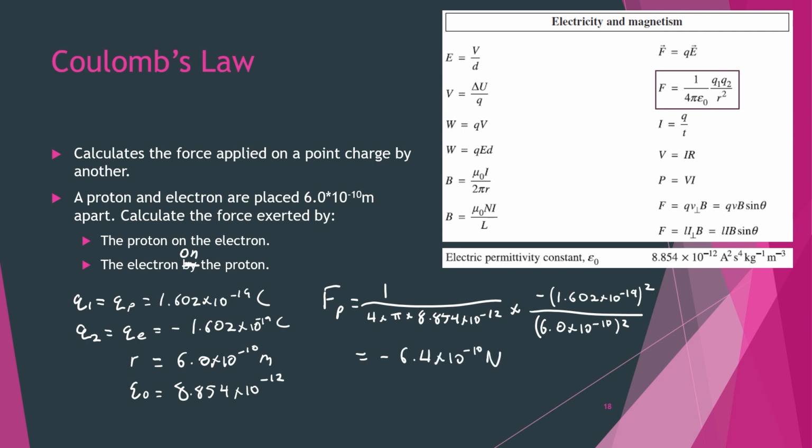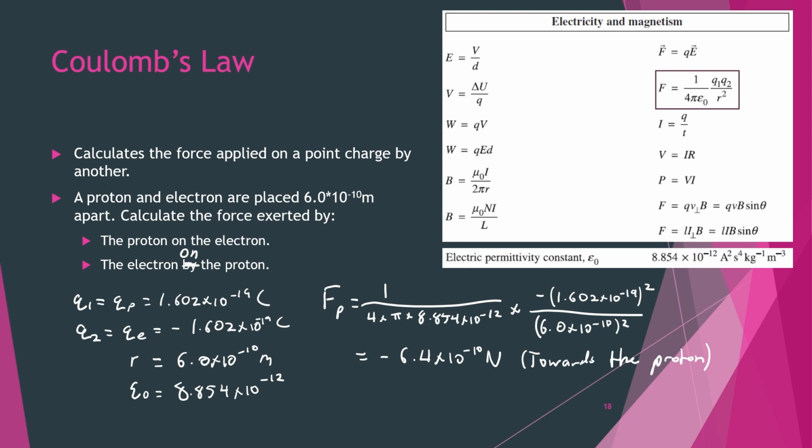So here, Fp, the force caused by the proton on the electron, is equal to negative 6.4 times 10 to the negative 10 units. And because we have a negative sign, again, similar to the calculation we did previously, this suggests that the force is causing the electron to move towards the proton. This should make sense given the context of the question, as the proton and electron have opposite charges, and we know that opposite charges attract.